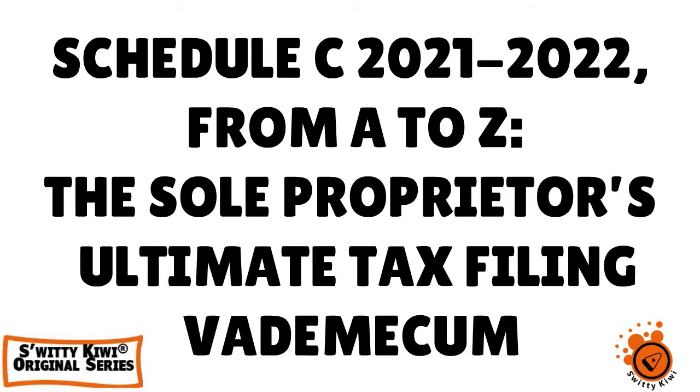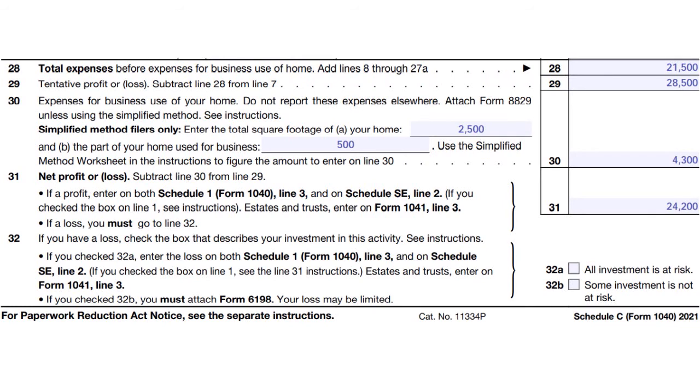Welcome back, folks. We are still in part 2, and you can see on the screen here we have total expenses, and our total expenses amount to $21,500. And our tentative profit and loss, when you subtract $21,500 from $50,000, you have $28,500.